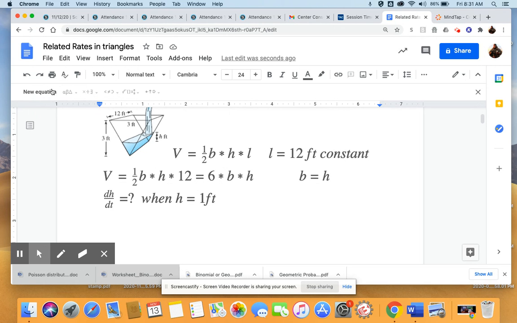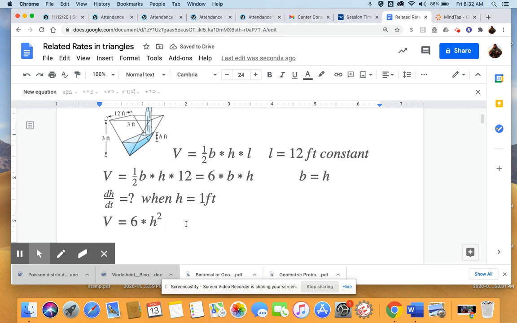So we're going to write a new equation here, and we're going to call it volume as a function of height is equal to, we don't really need that, we'll just say volume is equal to 6 times h, and h times h is h squared. We have a very simple volume equation here.